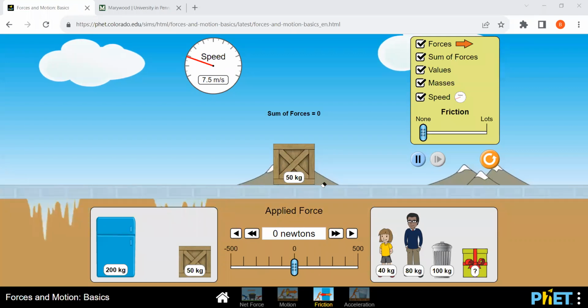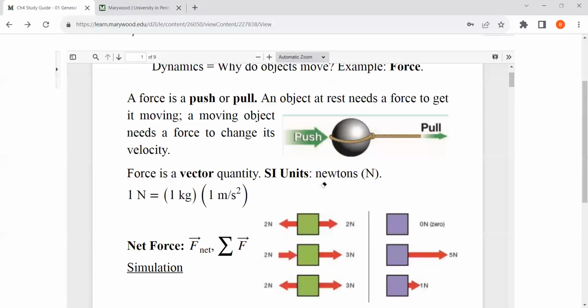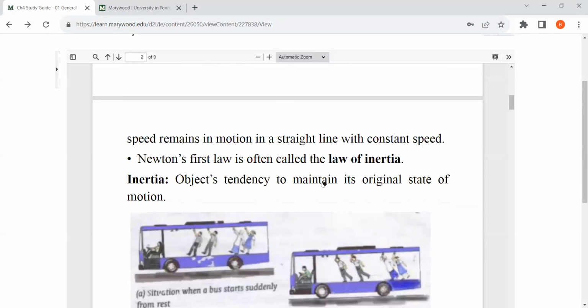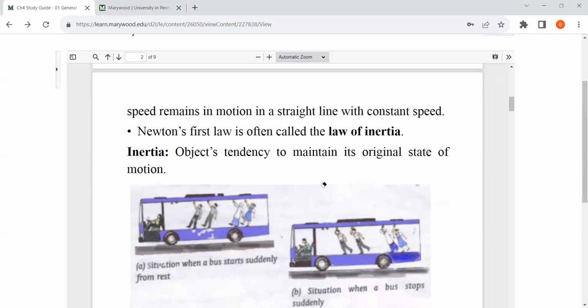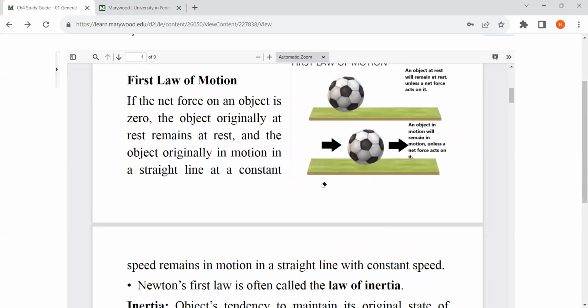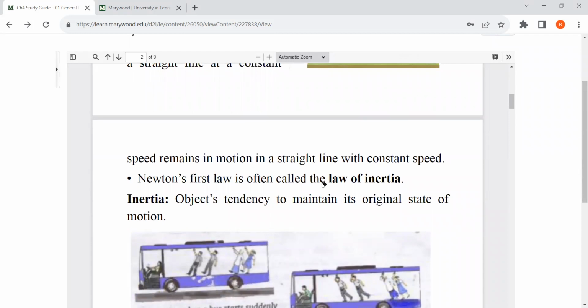Now let's try to understand the other thing. Newton's first law of motion is also called the law of inertia, because by definition, inertia is the object's tendency to maintain its original state of motion. Newton's first law says the same thing. If an object is initially at rest, it wants to stay at rest. If it is in motion, it wants to stay in motion. Because of this, we sometimes call it the law of inertia.